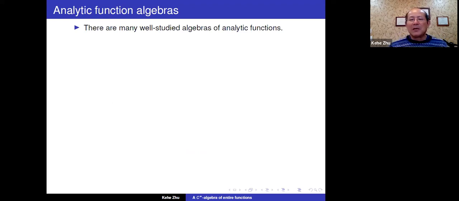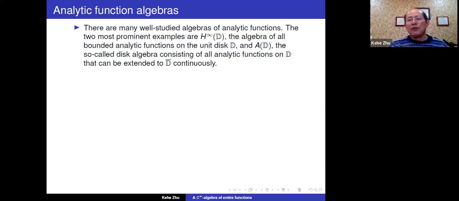So clearly I'm going to talk about algebras of functions. And in classical analysis, function algebras have been studied for a long, long time. There are many good examples of function algebras. If you only want a Banach algebra, there are many good examples. One very important example is if you focus on the unit disk D, you look at H infinity of D, the space of bounded analytic functions on D. That's a Banach algebra. It's one of the most important Banach algebras in analysis.